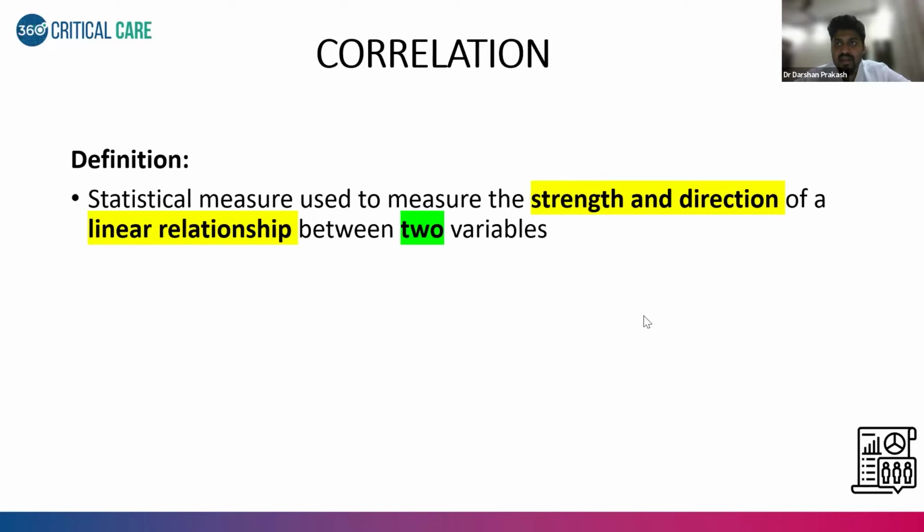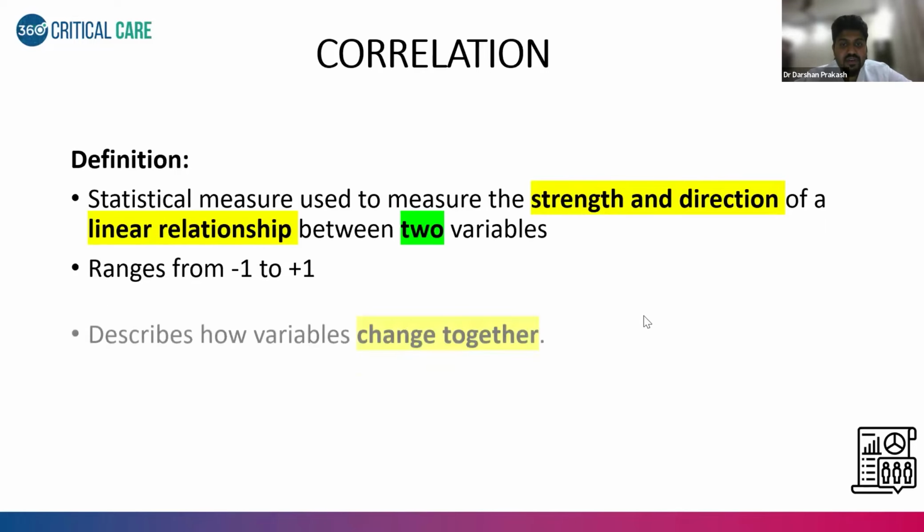Relationships can be linear, logistic, or non-linear. So this is something that we need to understand. Correlation is usually applied for linear relationships. It is only between two variables, so that is the limitation as well. That is what you can understand by the definition itself. It usually ranges from -1 to +1 and describes how the variables change together.